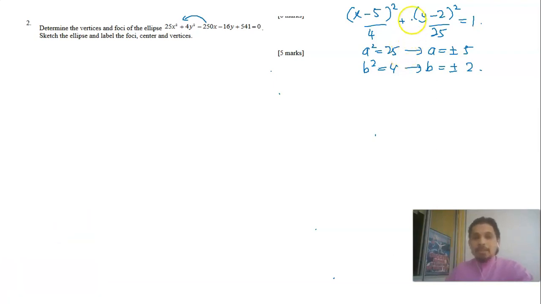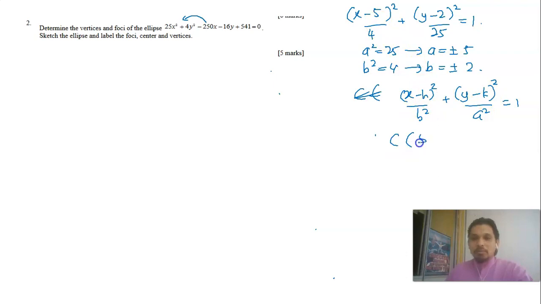Okay, so now the center of this ellipse: (x minus h) squared divided by b squared, since b squared is 4 here, plus (y minus k) squared divided by a squared equal to 1. Then the center (h, k) is equal to (5, 2).